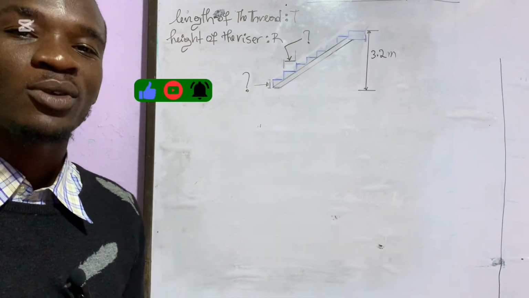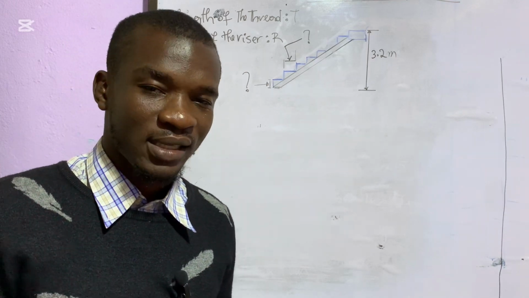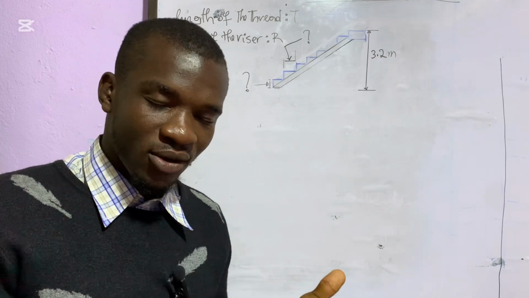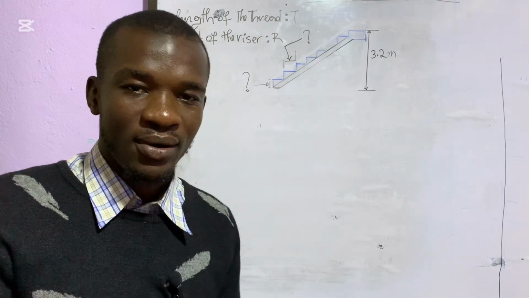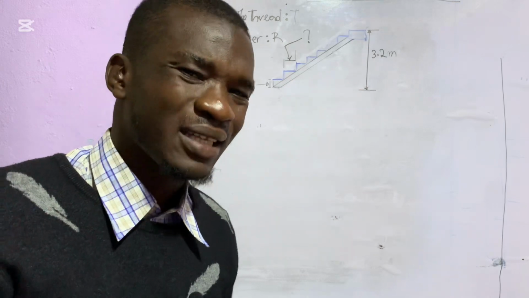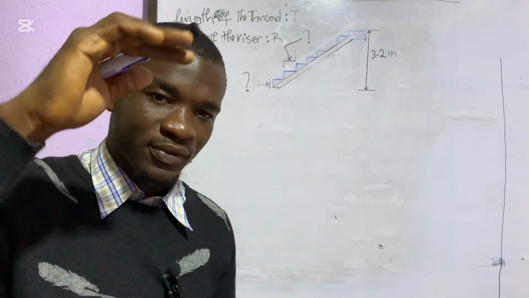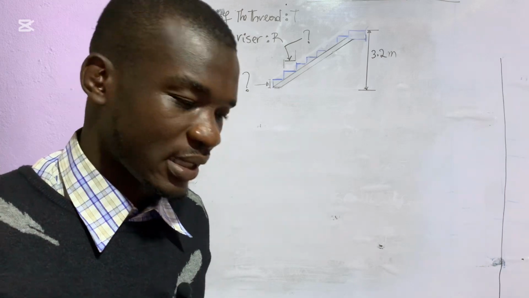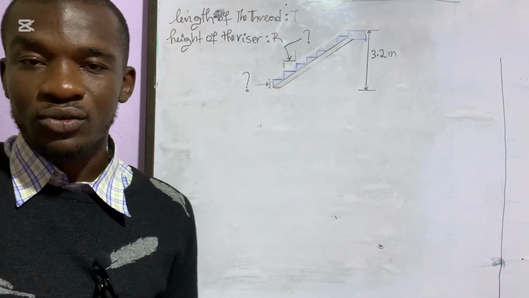Okay, we are going to talk about the calculation of a staircase. What you have to know about a staircase is the length of the tread, the number of steps, and the height of the riser. First of all, we have to know the vertical height of our staircase, like the height from the ground floor to the first floor or to the next floor.